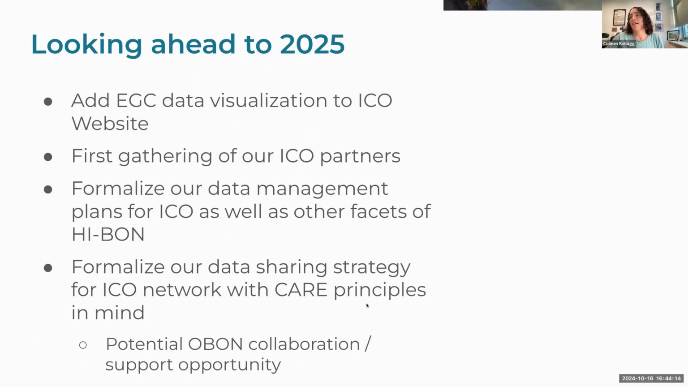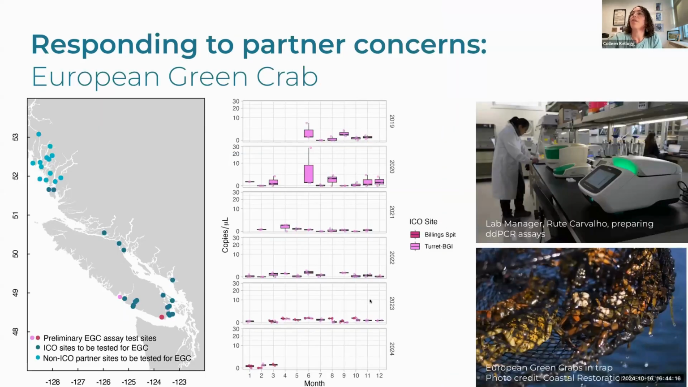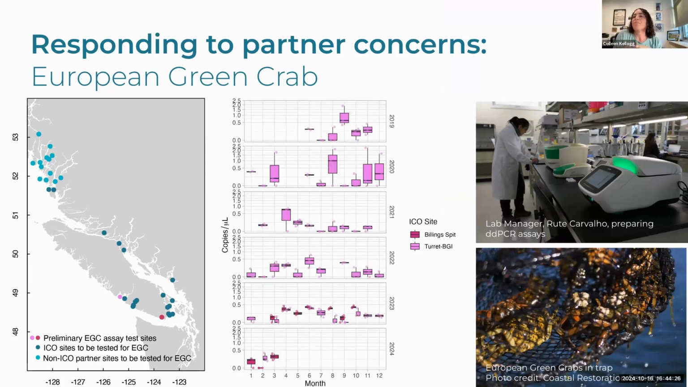So basically, first, it appears that there are pretty low levels of detection, but we are able to detect green crab. It's driven by outliers. So if we zoom in and get rid of the really high outliers, we can see that at these established sites, we're detecting green crab all year long.